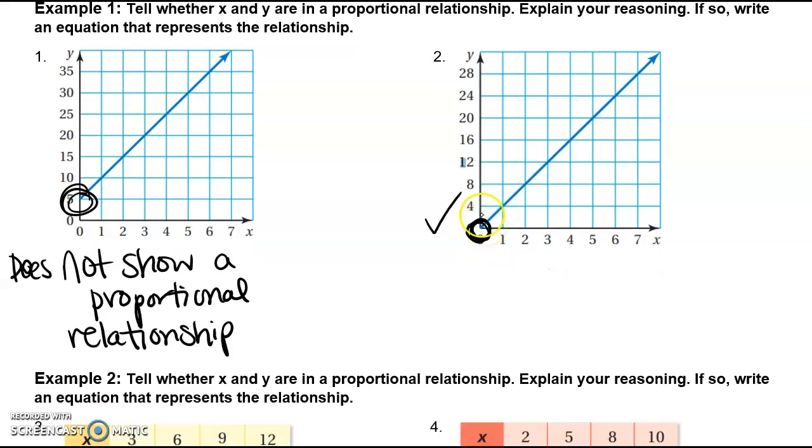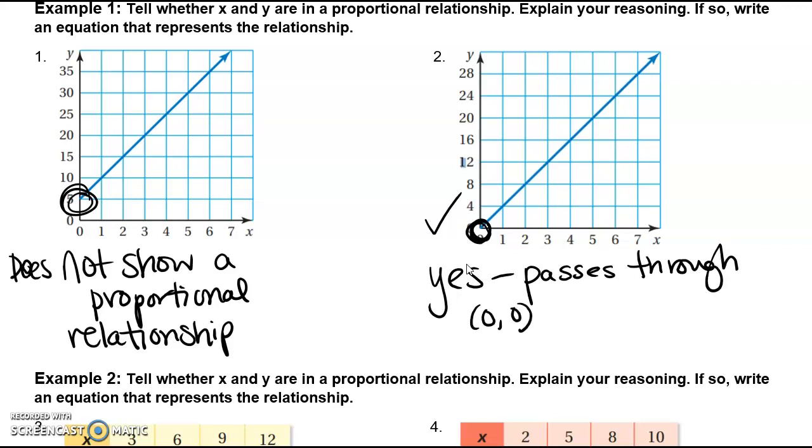Example 2, it passes through the origin right here at 0, 0. It is also a straight line. So this does show a proportional relationship because it passes through 0, 0, which is the origin, and it's a straight line. Now, that's how you do it when you look at a graph.